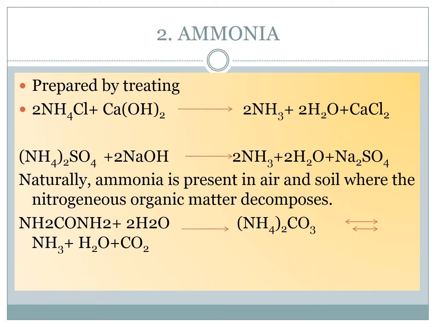Coming to the next important molecule, that is ammonia. Ammonia can be prepared from a variety of ammonium compounds. Ammonium chloride, when treated with calcium hydroxide, will decompose to produce ammonia. In the same way, ammonium sulfate, when reacting with an alkali, produces ammonia. Naturally, ammonia gas is produced when urea is moistened and converted to ammonium carbonate, which decomposes to produce ammonia.